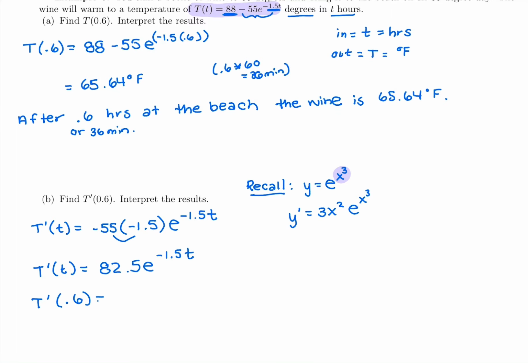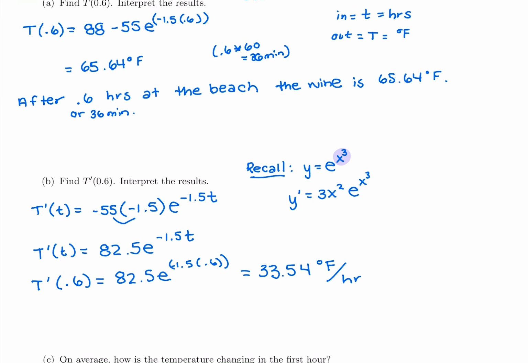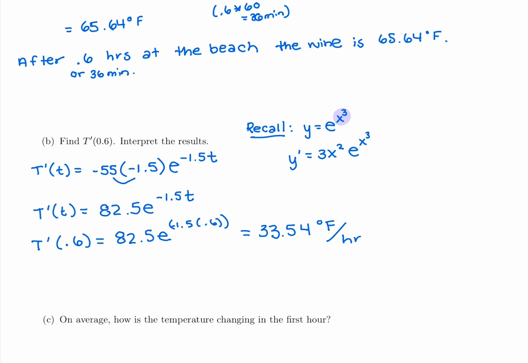And it says to plug in t prime of 0.6. So I'm gonna grab my calculator, plug in 82.5, use that E button and do negative 1.5 times 0.6, and see how fast the temperature is changing at 0.6 hours. So when we plug into the derivative, I get about 33.5419. So I'm just going to say 33.54. And this is degrees Fahrenheit. It's a rate of change, so it has 2 units. Degrees Fahrenheit per hour.